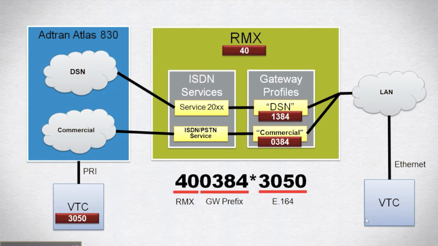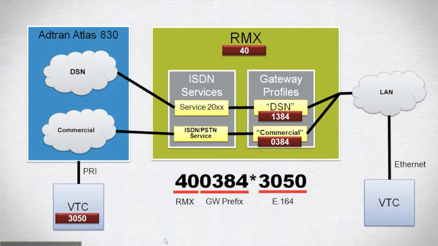So on my CMAD client, all I have to do is dial this dialing string. The first is 40 to denote the prefix of the RMX. Then 0384 or 1384, either or, to determine which profile I want to use, to determine which ISDN service I want to get to. I have a delimiter using an asterisk, and then the E164 address. In this case, it's a simple four-digit extension for my HDX over here, but of course this could be a real-world E164, which could have many digits to work through the carrier network.